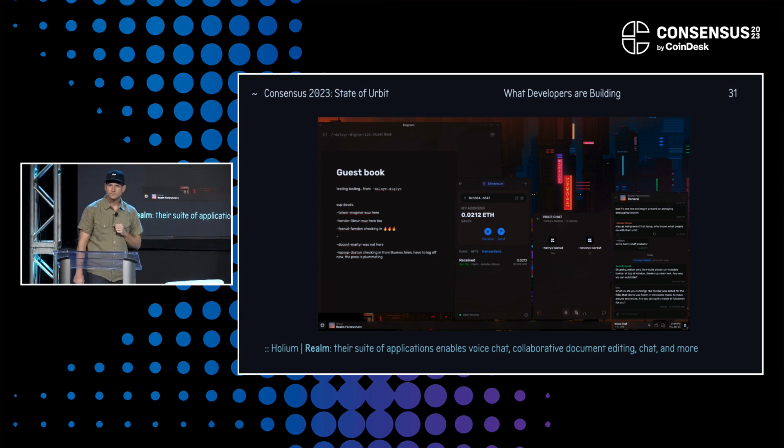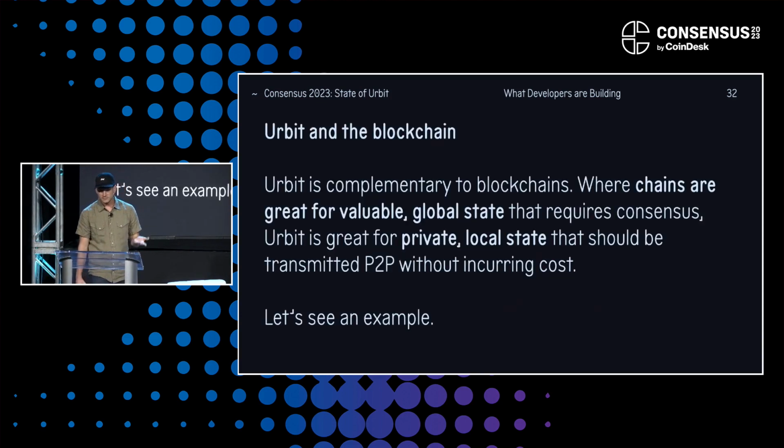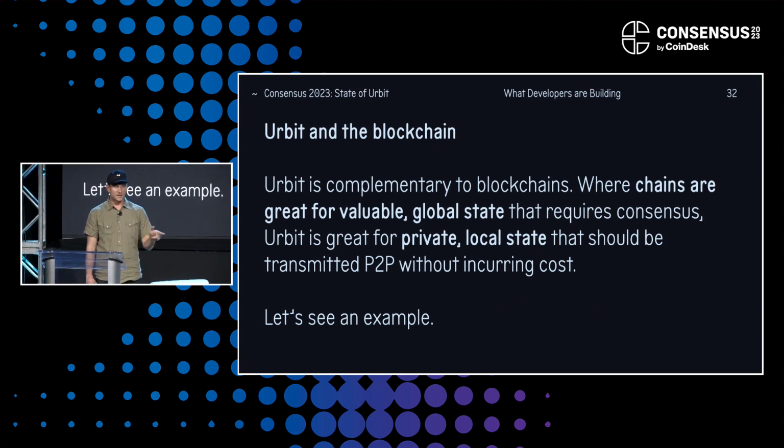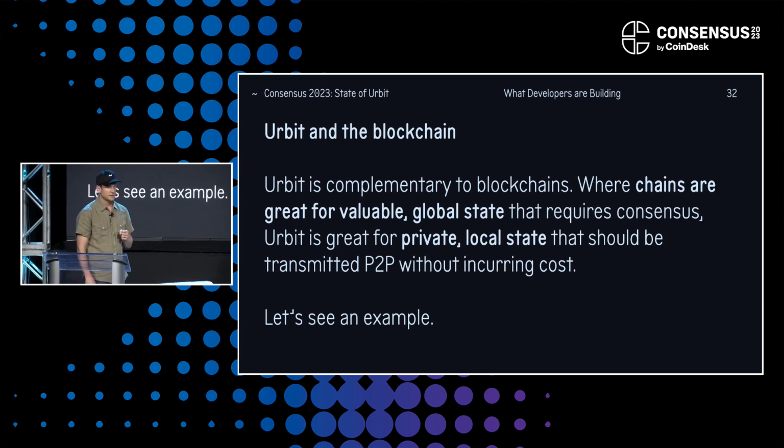All right. We should probably talk about blockchains because we're at Consensus. Urbit is not a blockchain. It is not built on a blockchain. It kind of predates blockchains, or at least is a contemporary of when Bitcoin actually came out, right? But it is really complementary to blockchains, right?